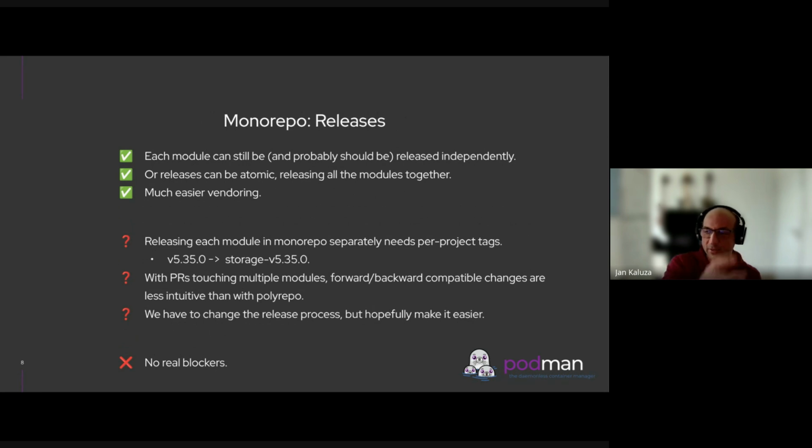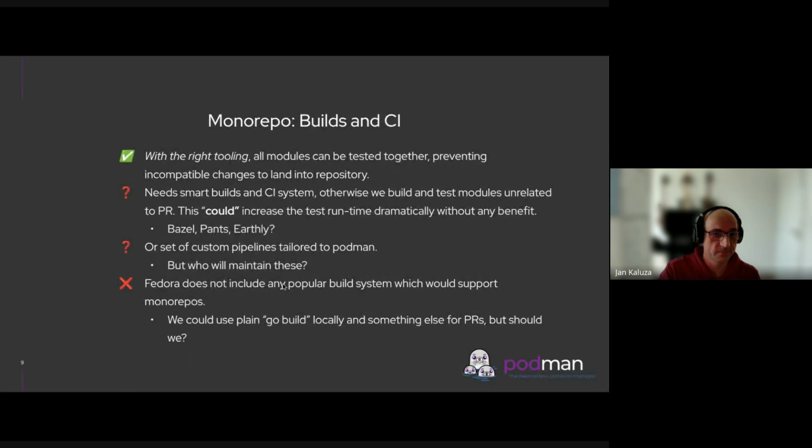If you have a single poly repo, like the storage repository, and you are doing one change after another, it's easier to track what you have done, and you can be sure that you are releasing the storage module, which does not depend on something new in the unreleased common module. But if everything is mixed up together, it's not that intuitive, and there might be some issues like that. So that's for the releases.